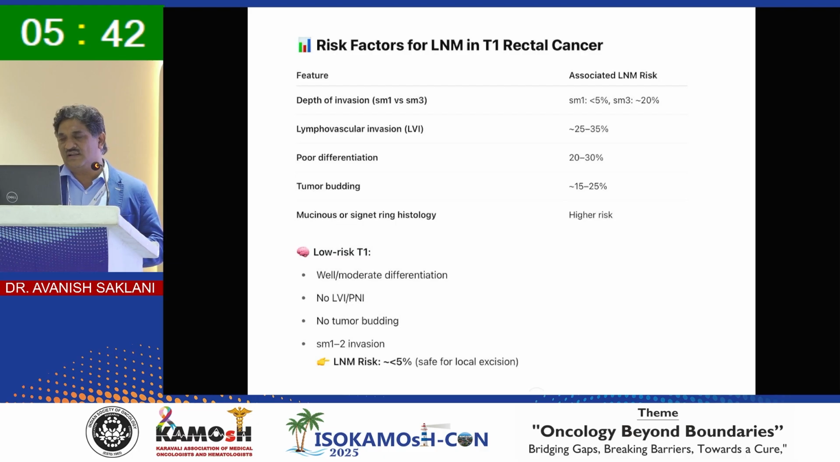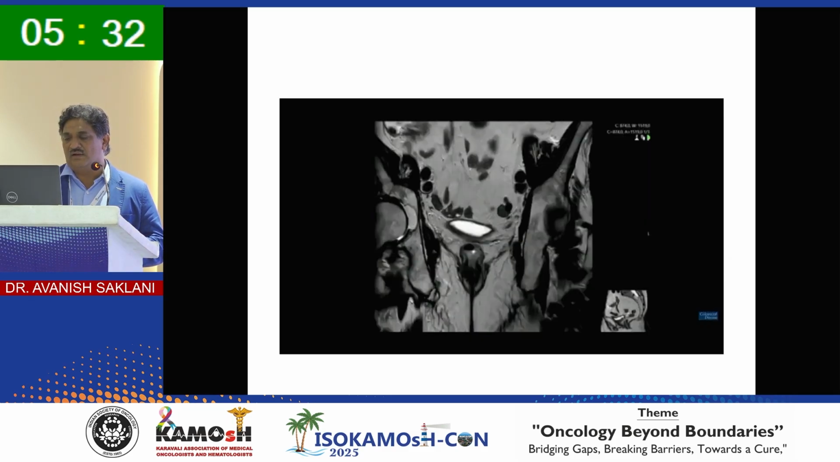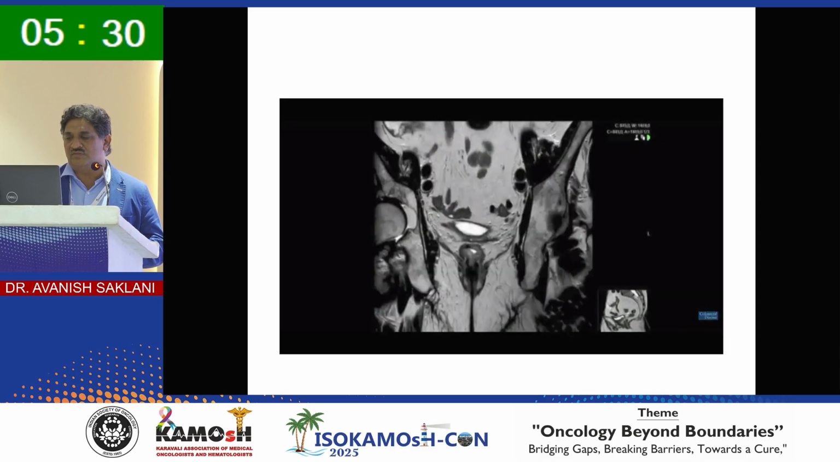For T2 rectal cancers, the incidence of lymph node mets is more than 20%. And if you have any adverse feature, then the incidence of lymph node metastasis is really high. And I'll just show you a video if it works.